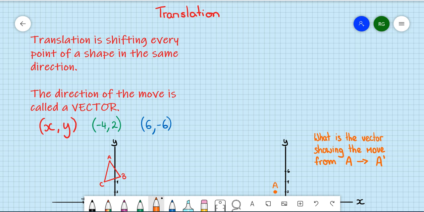In this lesson, we're going to be looking at translation. Translation is the shifting of every point of a shape in the same direction. In other words, we're moving shapes. The direction of the move is called a vector. Vectors are the name that we're going to give to the translation.